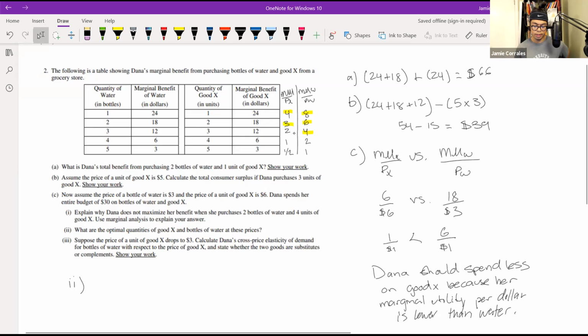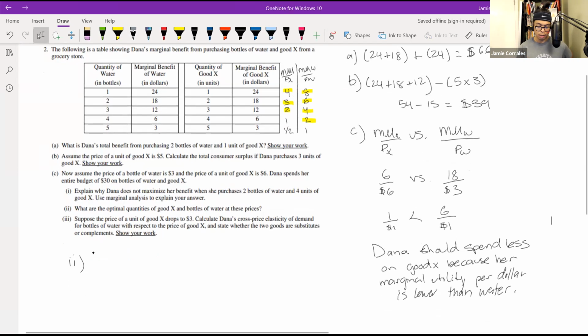Okay. Then how much money have I spent already? Well, 6, 12. So I spent $12 on good X. I've spent 3, 6, 9, $9 on water. So 12 plus 9 is 21. I have $9 left. You know what I'm going to do? I'm going to buy the fourth water, and then I'm going to buy the third X. That exhausts my income.